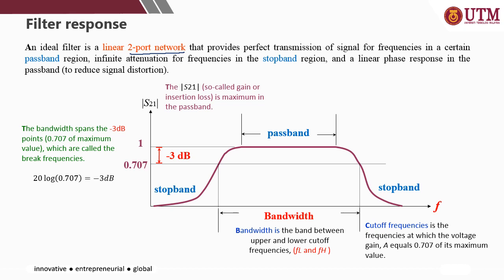In passive filter analysis, usually the filter will be characterized by using the transfer function, which is basically the ratio H(s) or H(jω), the ratio between the output over the input. Also, it can be analyzed by using the attenuation, or the S21, and the S21 is also known as the gain or insertion loss analysis.